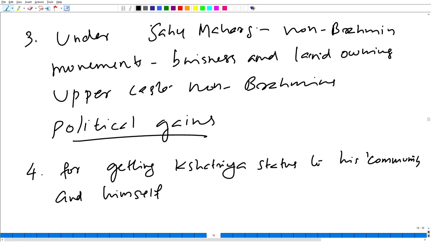From this, it is clear that Shahu Maharaj totally deviated from the path founded by Jyotirao Phule. Shahu Maharaj made the non-Brahmin movement a middle class Hindu affair, used for protecting the political gains of the non-Brahmin upper caste Hindus. This line of working was totally against the path founded by Jyotirao Phule.